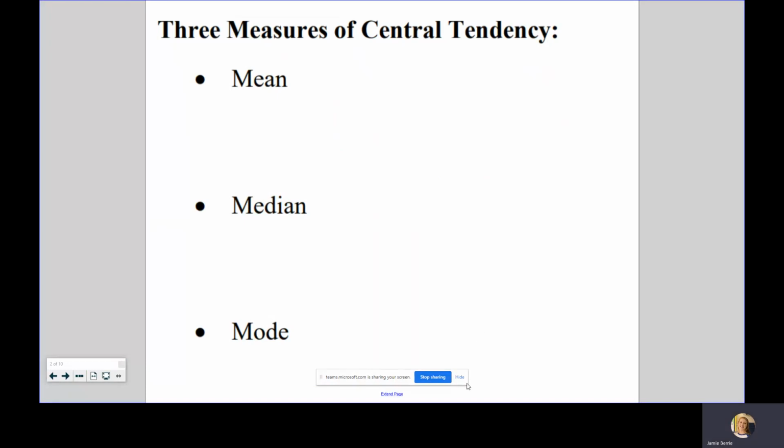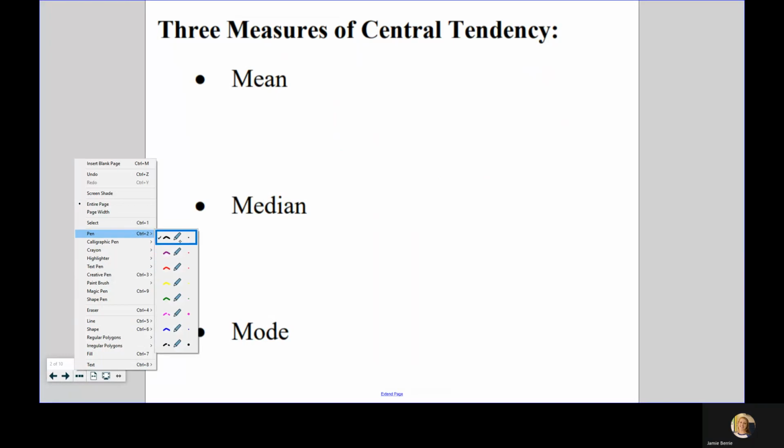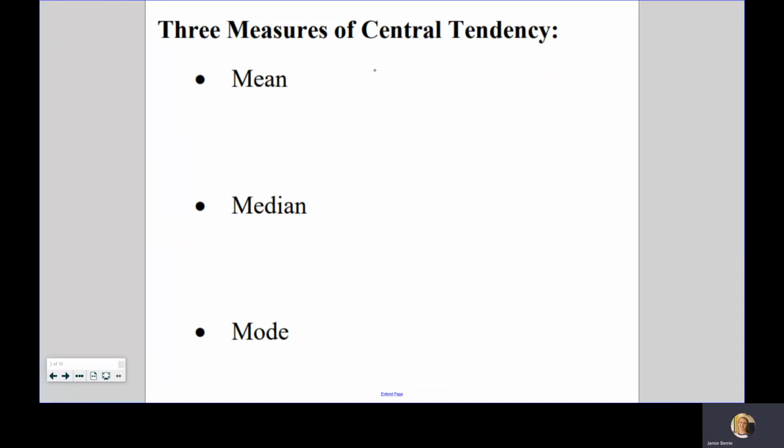What central tendency means is this is like the most typical value in a data set. These are the three best ways to describe the average or the middle, the center of a data set. So the average, central tendency means like the average or the center of a data set. So we have what's called the arithmetic mean, the median, and the mode. The mean is just, again, your arithmetic average.